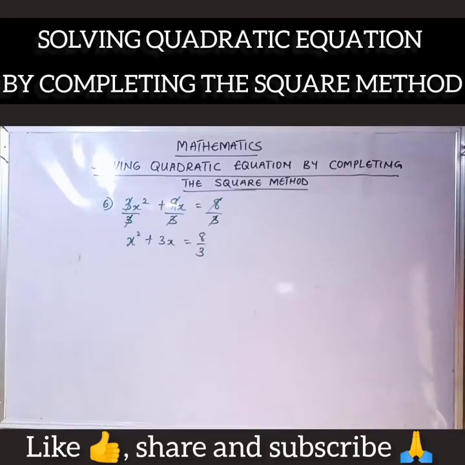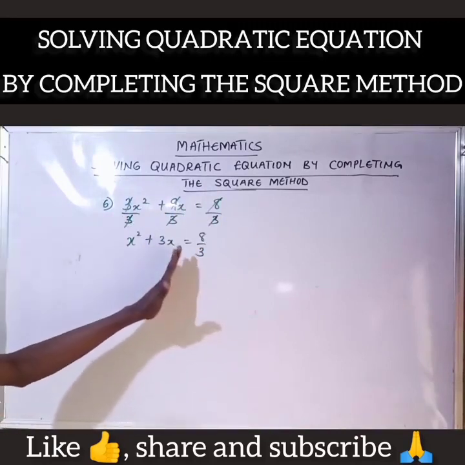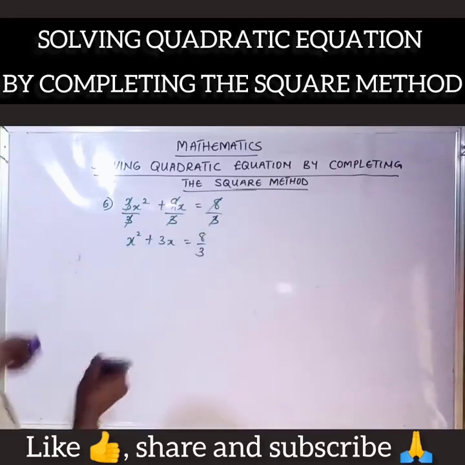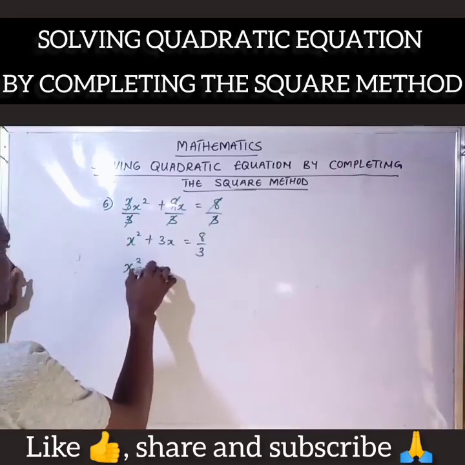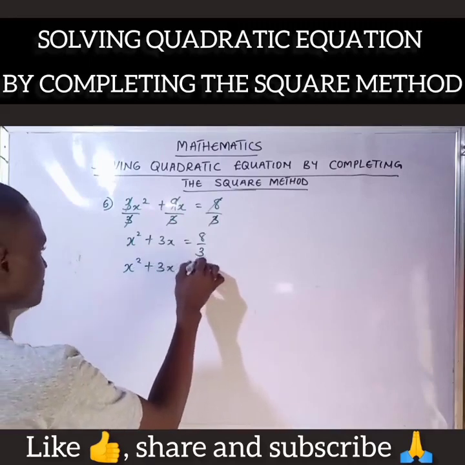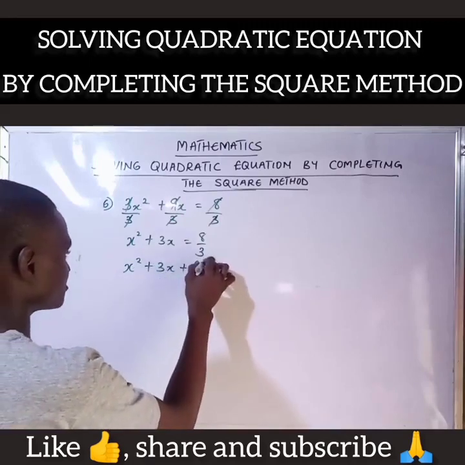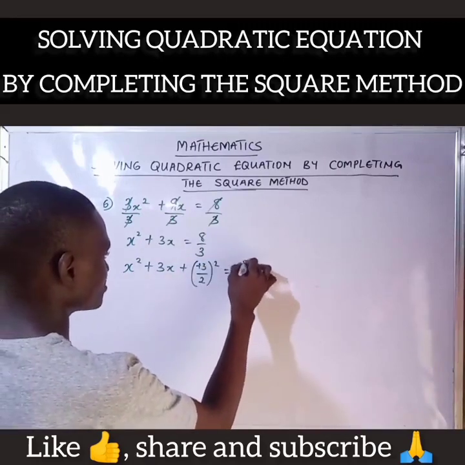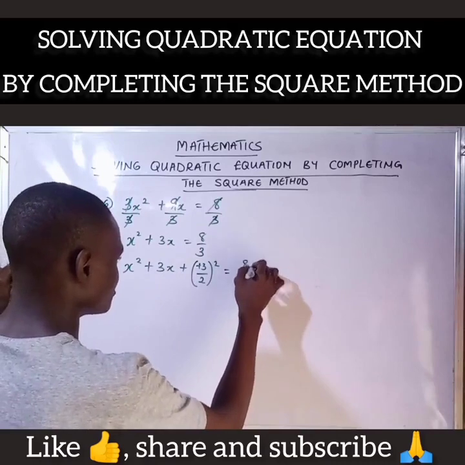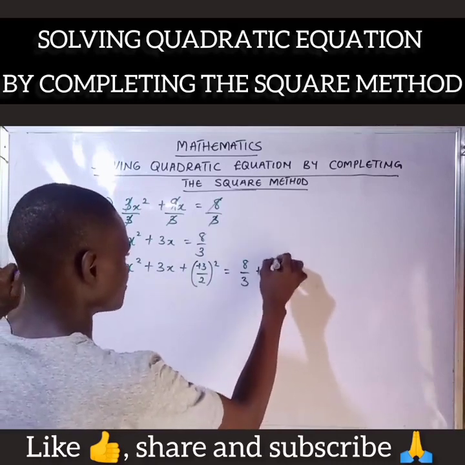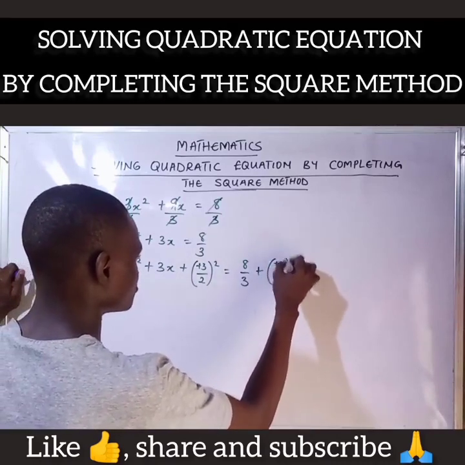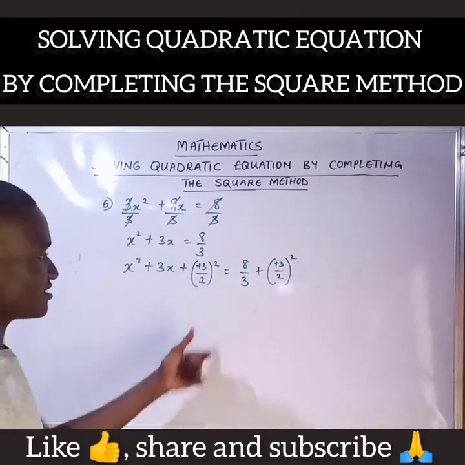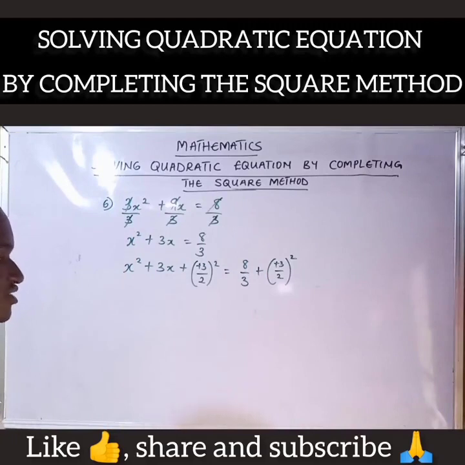Now, at this junction, we want to complete the square for this side and add the same thing to that side. And that is going to become x squared plus 3x plus what I have in the middle here, which is positive 3. I said we'll divide it by 2, then square, which is equal to 8 over 3. I'm going to add plus 3 over 2, then the square of it. So when you look at this side, 3 divided by 2 will also give me 1.5.